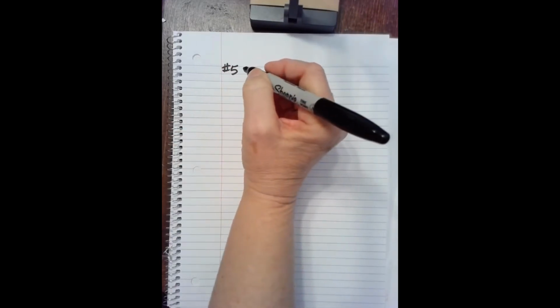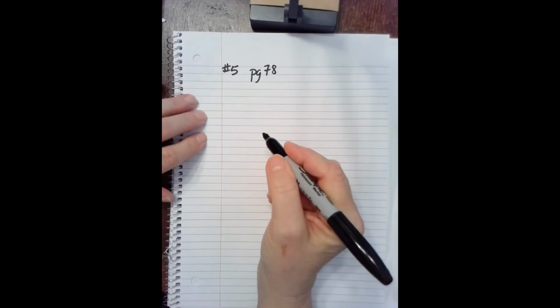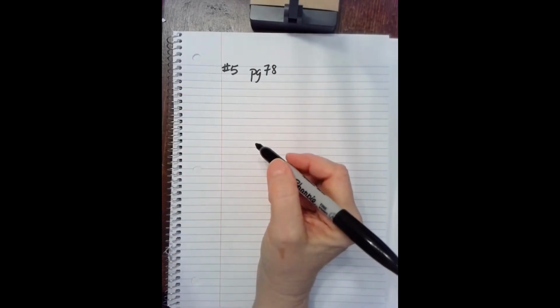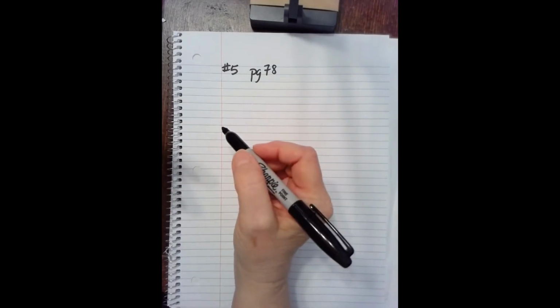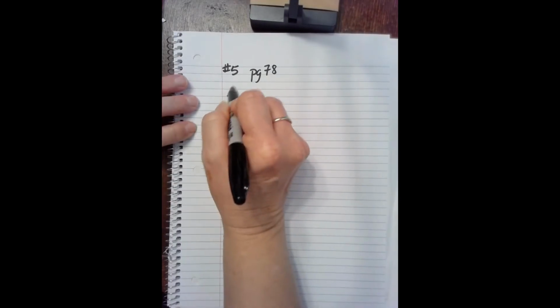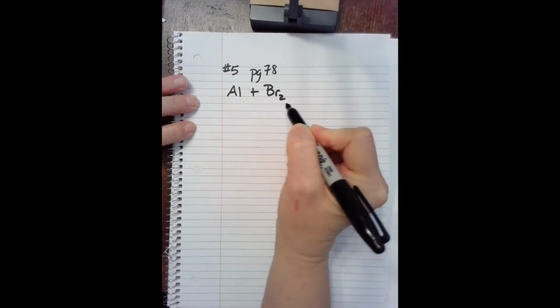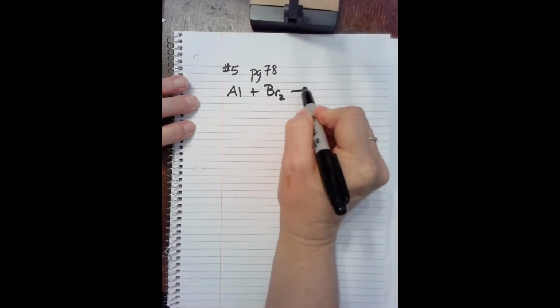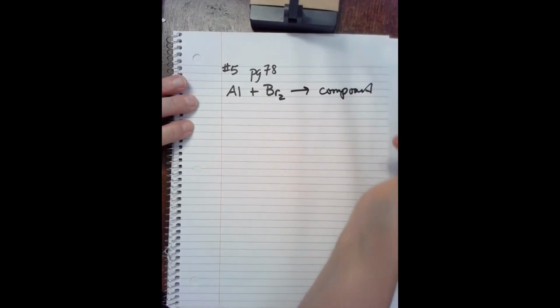Hey guys, I want to work a problem with you. This is problem number 5 on page 78. This is a conservation of mass problem. We're looking at a reaction in number 5, and it says that some aluminum is reacting. It doesn't tell you this way, but this aluminum is reacting with bromine, and we're getting a compound. That's actually what is happening.